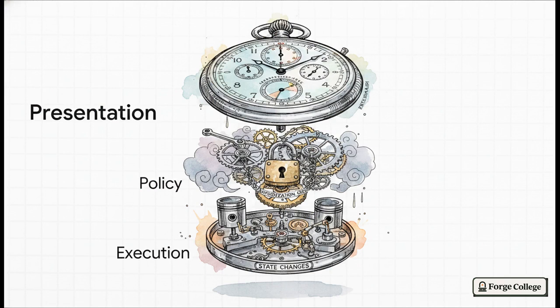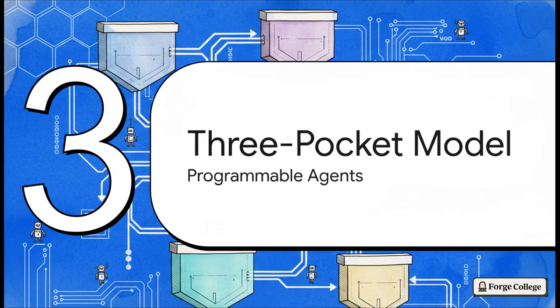Now, notice how this new architecture separates the account into three distinct mechanical layers. Think of it sort of like a perfectly engineered watch. First up is presentation. This is the face of the watch, the external API and address that the rest of the blockchain actually sees. Second is policy. These are the internal gears and authorization rules that dictate who can even wind the watch in the first place. And third is execution. This is the final movement, the actual state changes and token transfers that happen once those policy rules are met.